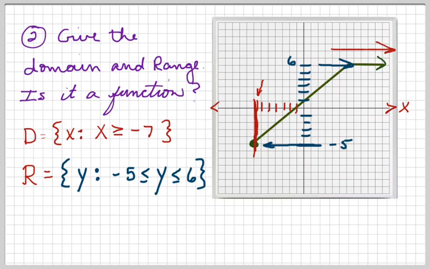Is it a function? We just apply the vertical line test. The vertical line test says, can you draw a vertical line anywhere that hits it in more than one point? And any place I draw a vertical line, it only hits it in one single spot. So just like the previous one, this is a function.